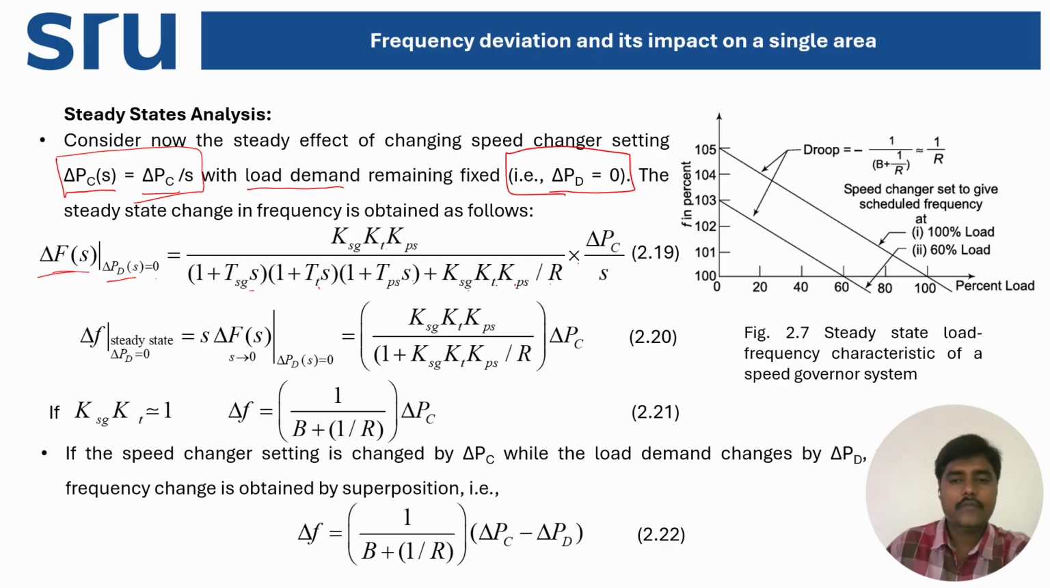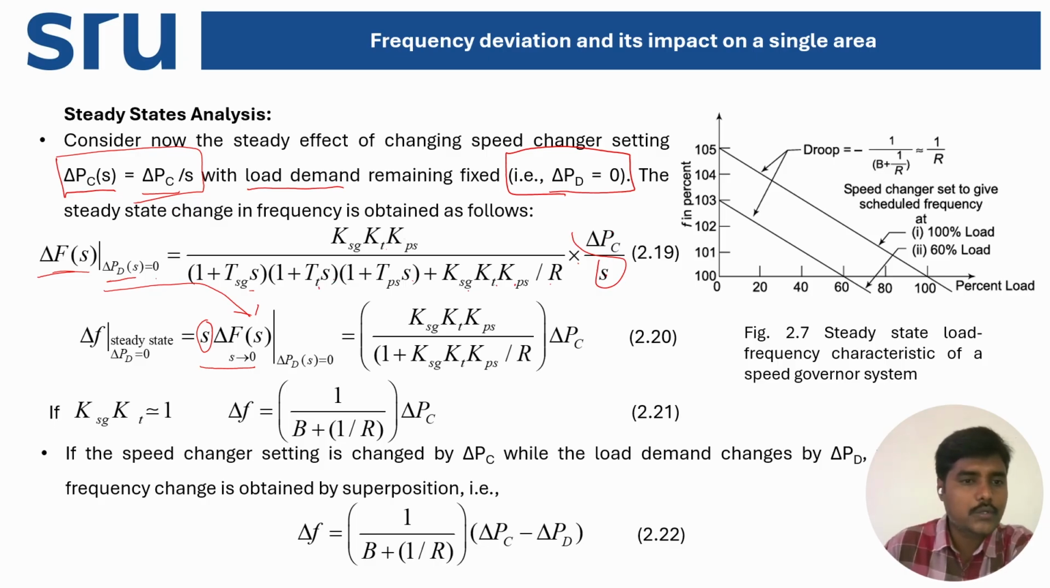So again, if you want to have steady state frequency value, then we have to use this formula. Substitute now delta F of S here. In delta F of S, already we have 1 by S here. So this 1 by S will get cancelled by using this S. And at the same time, substitute S is equal to 0 here.